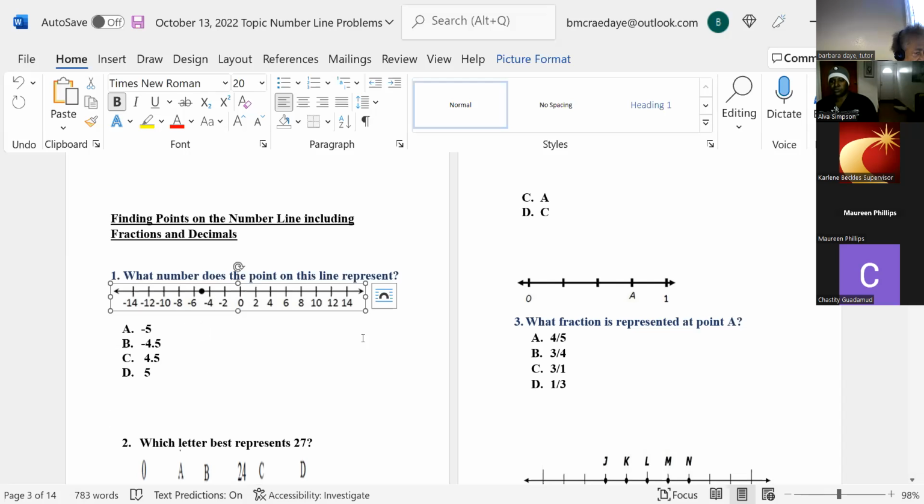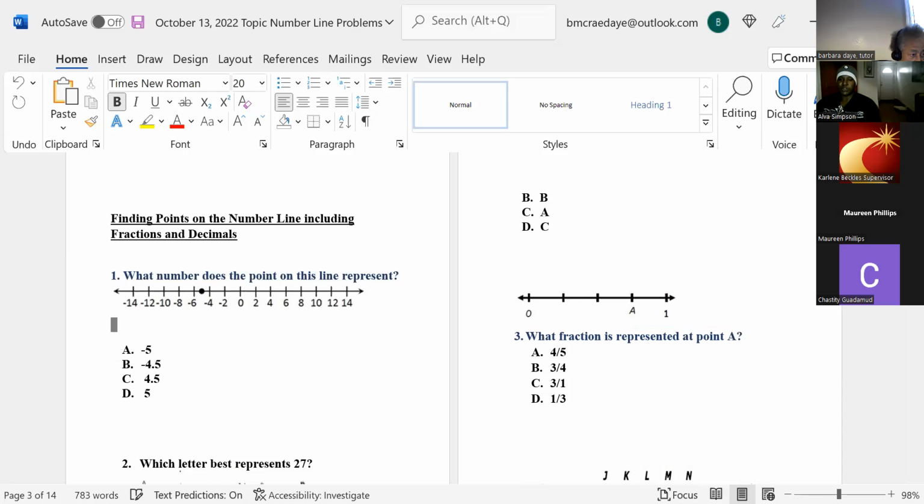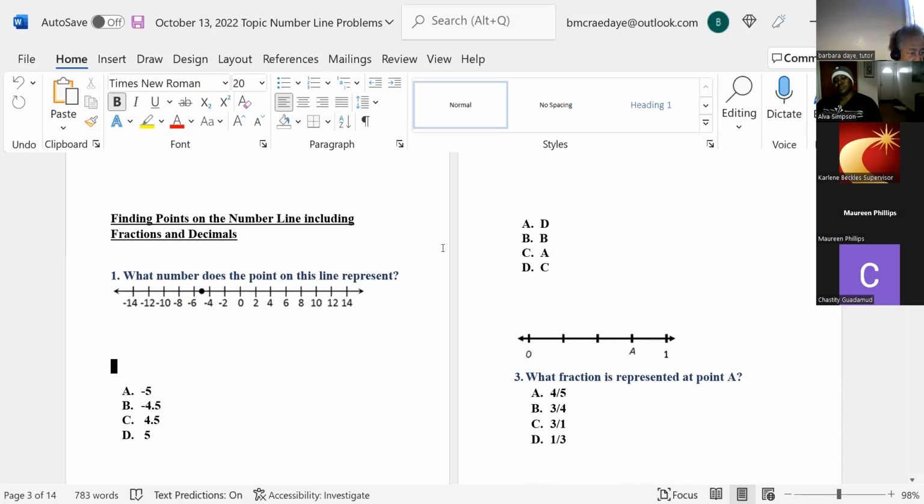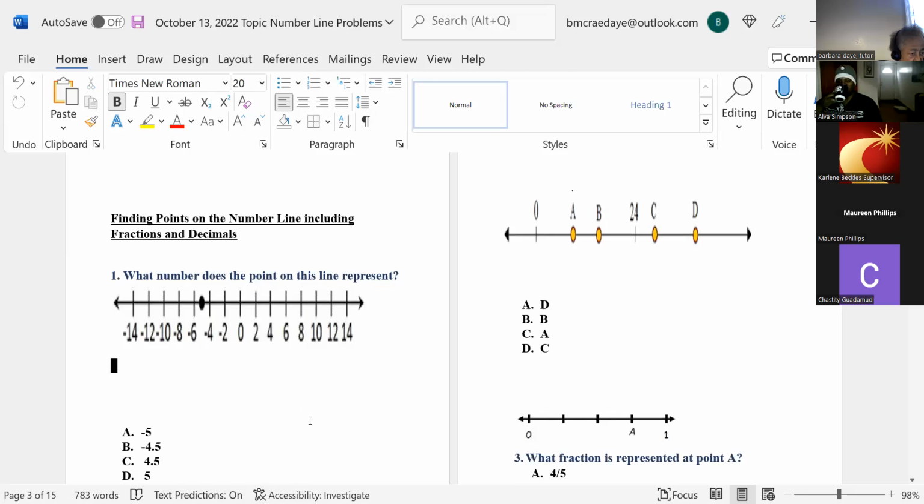Let me bring that down some because you maybe need to see it better. I think I'll make it bigger, Michelle, because I think she didn't really see it. Okay. All right, Maureen, I ask you again, that dot right there is between what two numbers? -4 and -6. That's right.